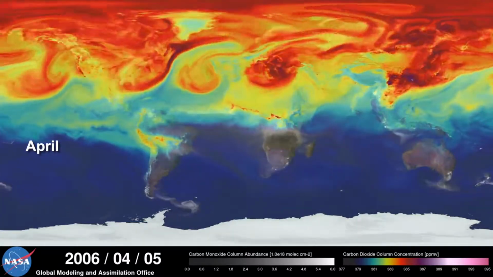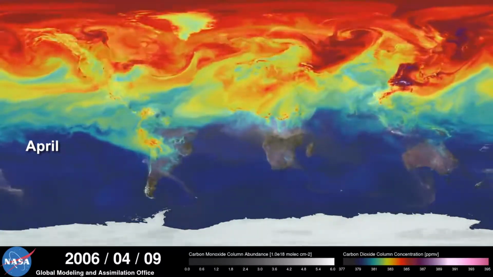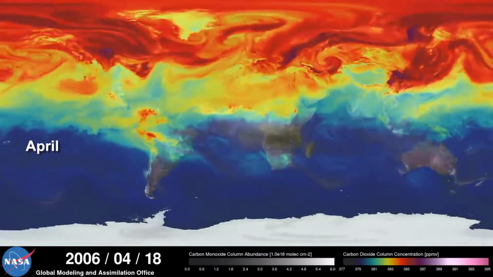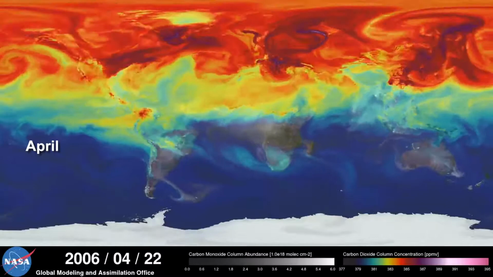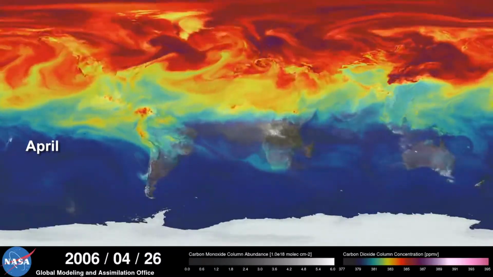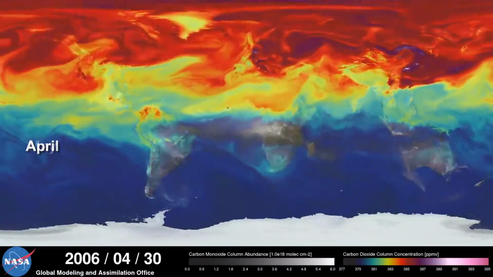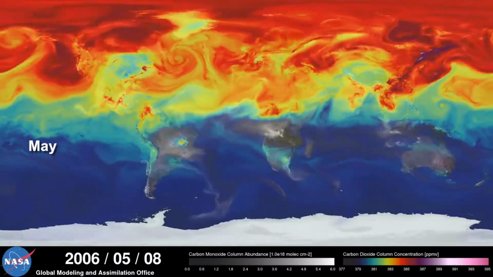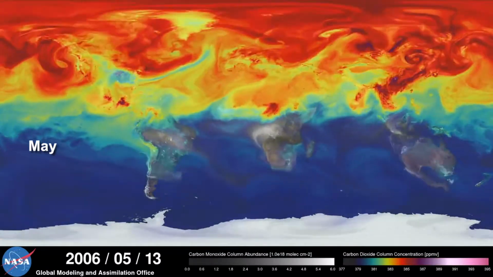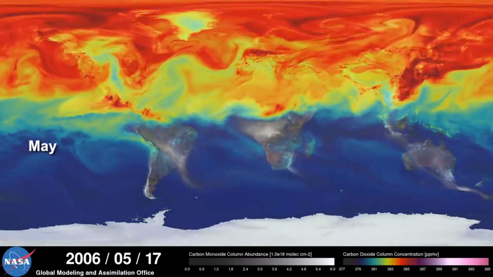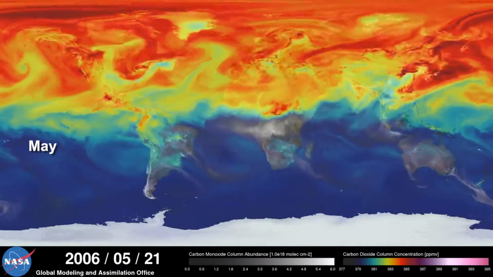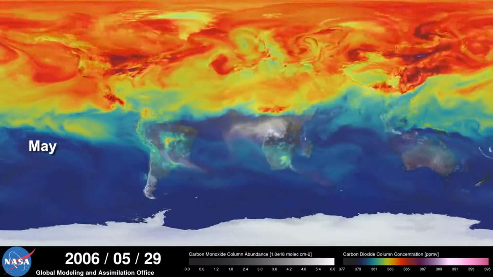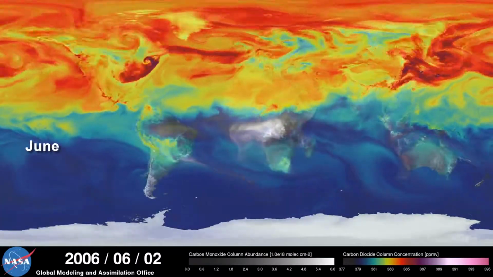Notice how the gas doesn't stay in one place. The dispersion of carbon dioxide is controlled by the large-scale weather patterns within the global circulation. During spring and summer in the Northern Hemisphere, plants absorb a substantial amount of carbon dioxide through photosynthesis, thus removing some of the gas from the atmosphere. We see this change in the model as the red and purple colors start to fade.